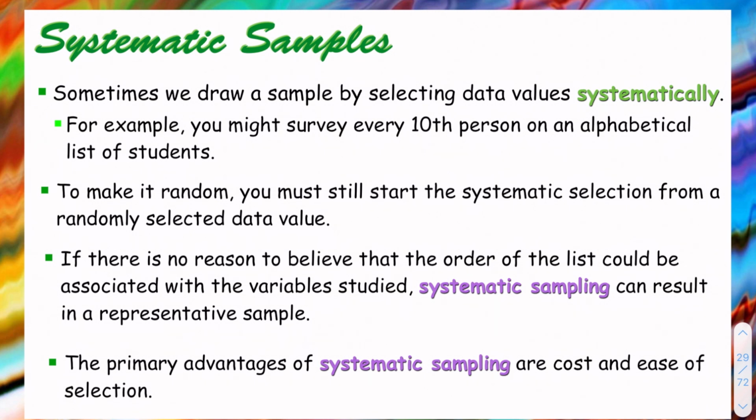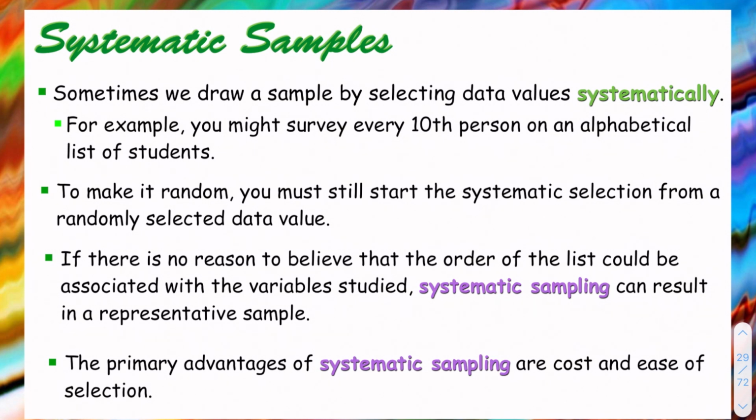To make it random, you must still start the systematic selection from a randomly selected data value. So instead of saying every time we do it the 10th time or 8th time, we'll use a random number generator to select what number we're going to start on, and we'll use a random number generator to figure out how many alternating numbers we'll go with. If there is no reason to believe that the order of the list could be associated with the variable studied, systematic sampling can result in a representative sample.